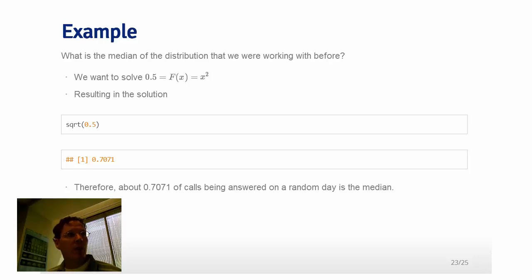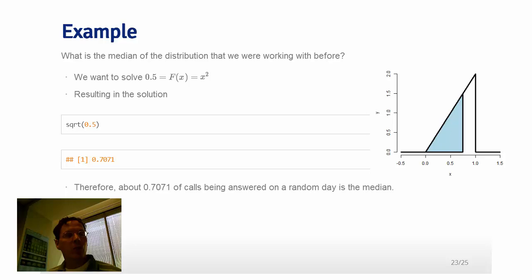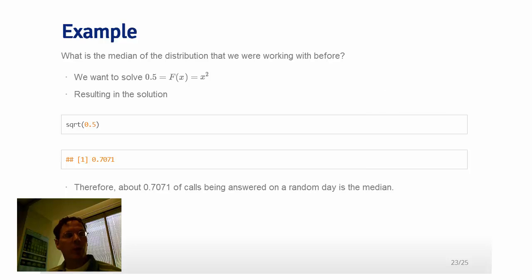Let's work through our previous example. What is the median of the distribution that we were working with before? Remember that the distribution looked like a right triangle, and the distribution function, for example, if we wanted to find the probability that x proportion of calls got answered on a given day or less, that F of x worked out to simply be x squared, where x has to be a value between 0 and 1 for it to make sense.